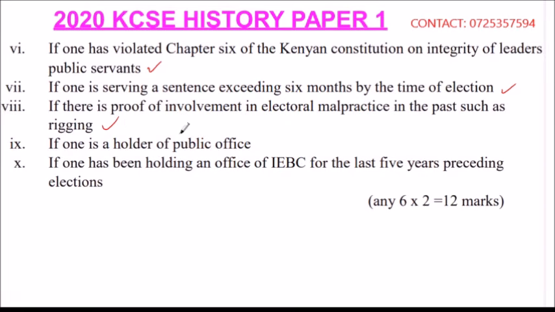Number 9 is if one is a holder of a public service office. If you are employed by the government, you must resign 6 months prior to the elections, otherwise you cannot be elected as an MCA.